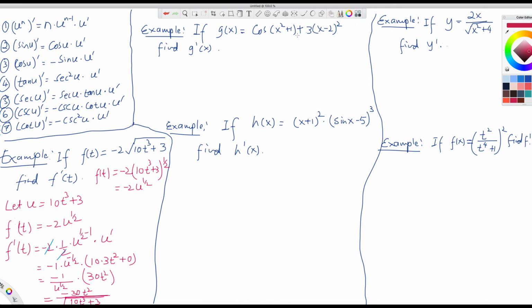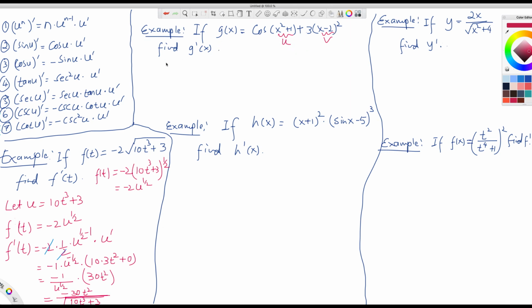There is a plus in the middle. If there was cosine x only, then the derivative would be negative sine x, but there is x squared plus 1, so you need to take that as u and find the derivative. Similarly, there is 3 times x minus 2 squared, so that will be another u, and you will have to treat them separately. Those are separate u's. Let us set that as u, and you can take that as v and find the derivative of v. That is perfectly fine, or you can take u1 and u2 that way.